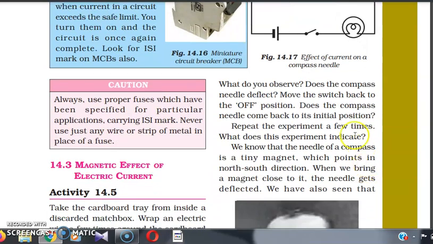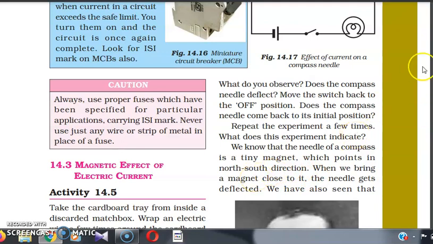What do you observe? Does the compass needle deflect? Move the switch back to the off position. Does the compass needle come back to its initial position? Repeat the experiment a few times. What does this experiment indicate? We know that the needle of a compass is a tiny magnet which points in north-south direction. When we bring a magnet close to it, the needle gets deflected.